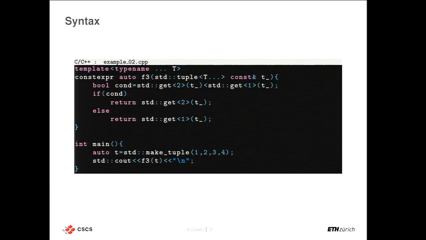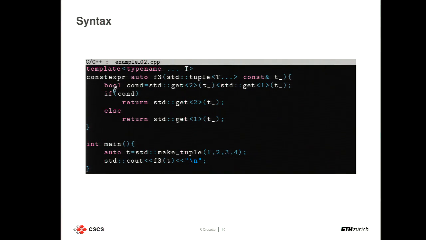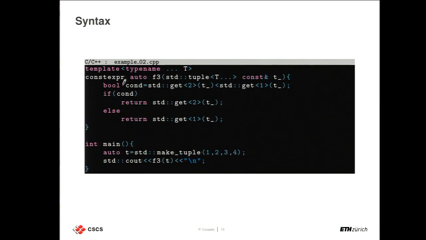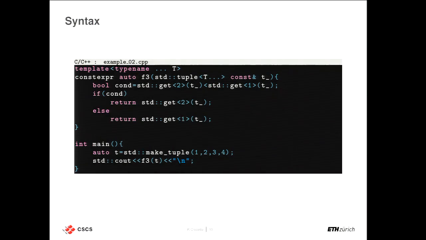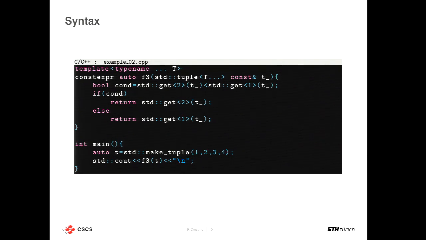Now, what about this example? In this example, I pass a literal type, a std tuple. I create a local variable, which is a Boolean. I have an if statement inside the function, and two return points. So in this case, compile with C++14. All these things are illegal in a Constexpr function in C++11, but in C++14 you can have these inside.